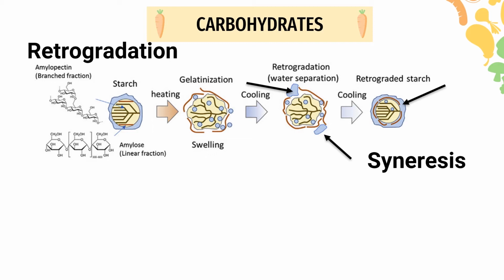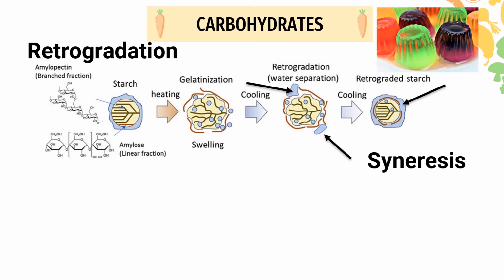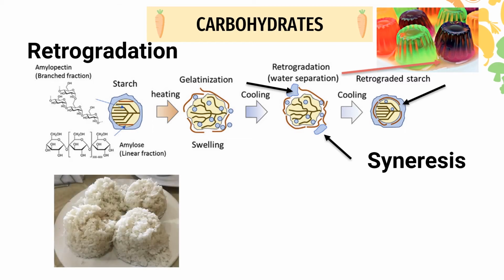You might observe a layer of water on top of the agar that you store in the refrigerator. Well, this is one example of syneresis. Retrogradation and syneresis also explain why when you store your rice or bread in the refrigerator, it will harden. The gel will go into retrogradation and syneresis, and the water released from the gel evaporates into the freezer.